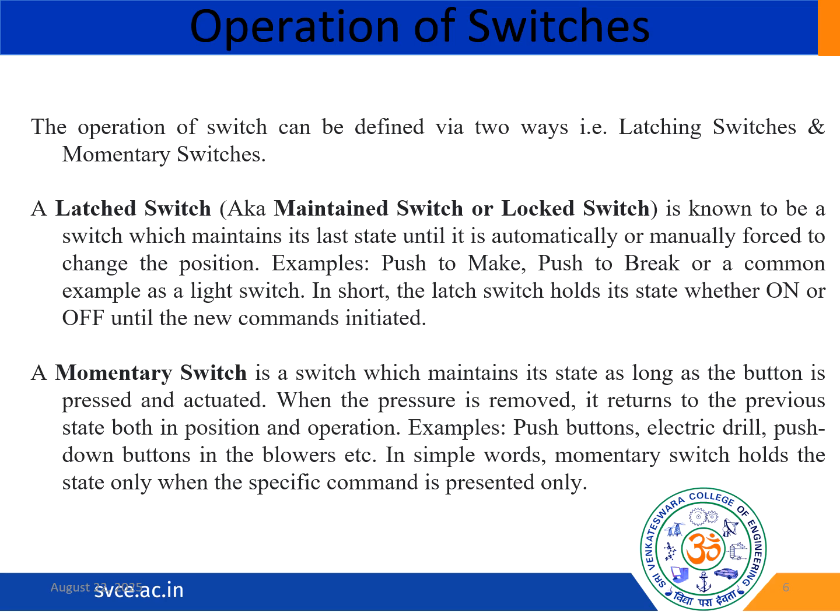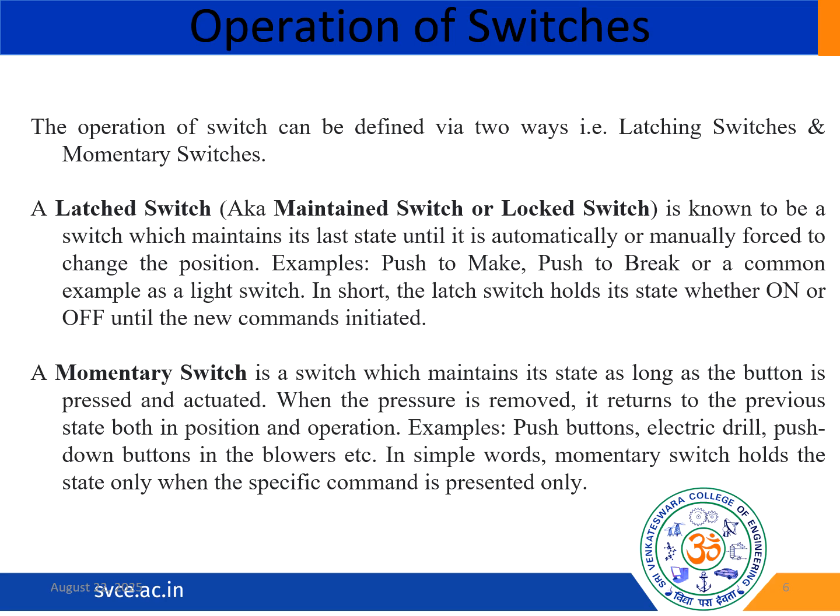Switches can also be categorized on different bases and factors. If you consider a latch switch, it is a switch which maintains its last state until it is automatically or manually forced to change position. For examples, we can say push to break, or a common example as a light switch, or push to make. In short, the latch switch holds its state, whether on or off, until new commands are initiated. That type of switch we call a latch switch.